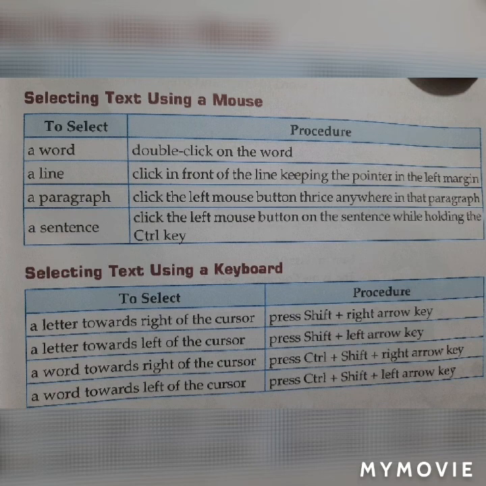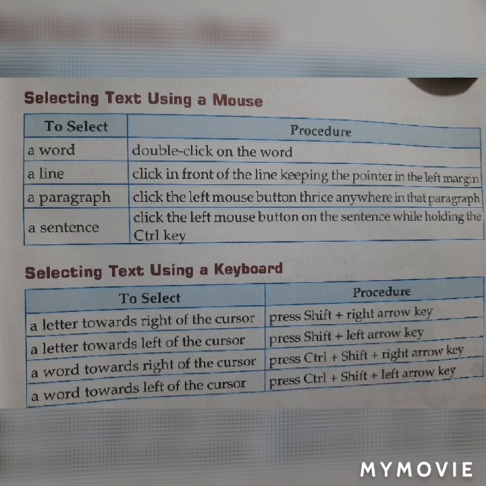Various things are there. Suppose you want to select a word using a mouse: you have to double click on the word, then your word will be selected. For selecting a line, click in front of the line, keeping the pointer in the left margin. For selecting a paragraph, click the left mouse button thrice anywhere in that paragraph. For selecting a sentence, click the left mouse button on the sentence while holding the control key.